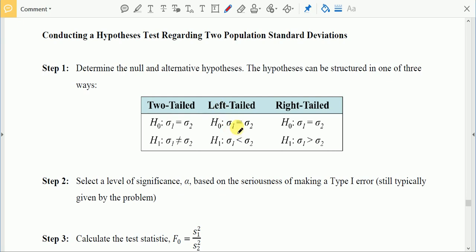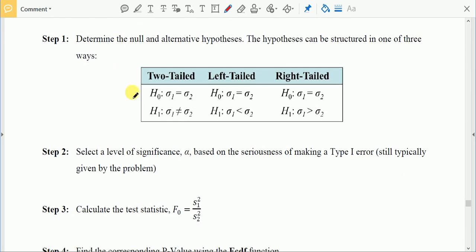For the left tail, the first one is less than the second one, which means the arrow is pointing to the left. If the first one is bigger than the second one, we have the right tail, or the arrow is pointing to the right. The level of significance alpha is always given to you, and this is based on the seriousness of making the type 1 error.